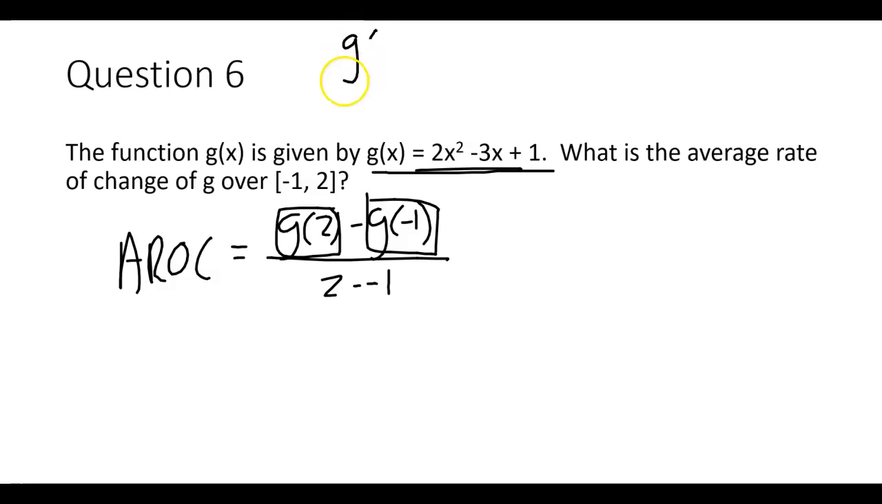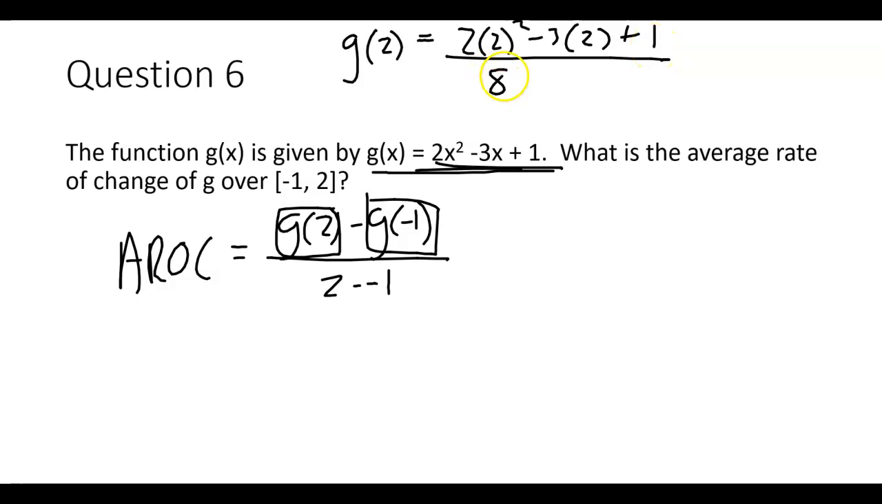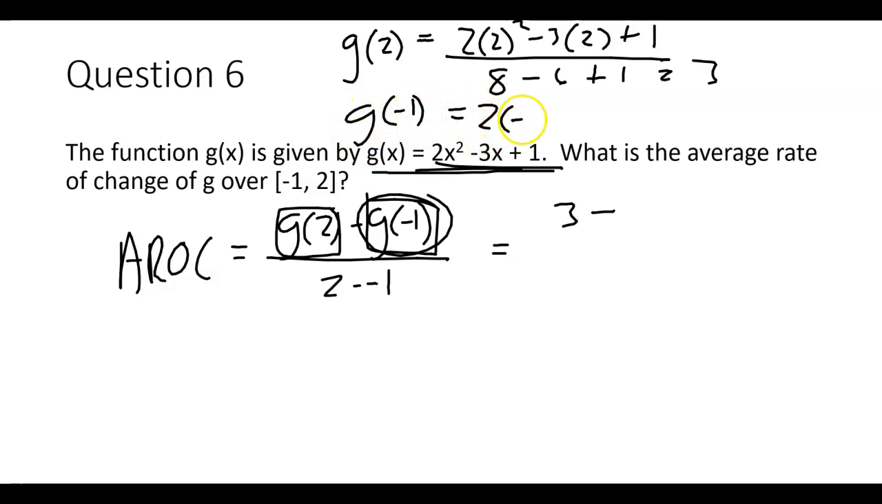So if you wanted to find out what g of 2 was, you would just plug 2 into this function here. So 2 times 2 squared minus 3 times 2 plus 1. And that's going to be 8 minus 6 plus 1, which is 3. So g of 2 is 3. We also need to find g of negative 1, so I'll plug that in now. Got to watch your signs when you have negatives, right?